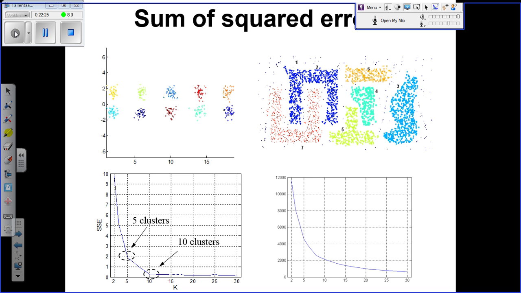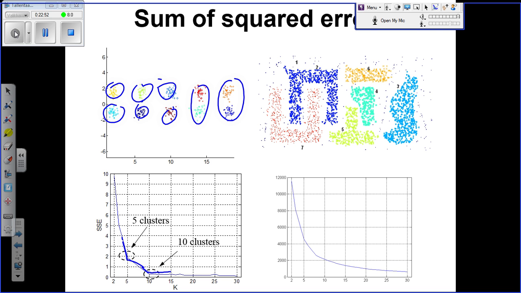The question is, how many clusters? Not 5? Well, somebody colored it, so the person who colored it thinks that there are 10 clusters. But if you look at the curve, there actually is a key point, but there are actually 2 key points. One is at 5 clusters and the second is at 10 clusters.